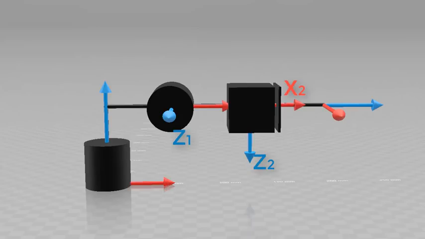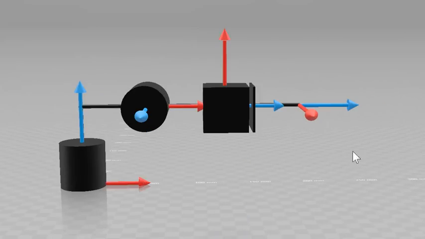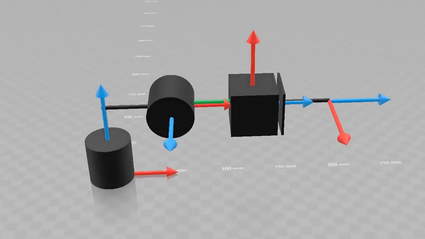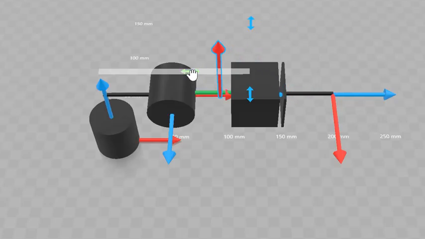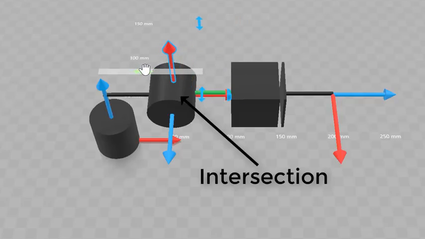Move the frame. In what direction should we move the frame? It turns out that there is an easy way to figure this out. We draw a line from the z1 axis to the x2 axis in such a way that the line is perpendicular to both z1 and x2. Then we slide the whole 2 frame along this line until x2 does intersect z1.